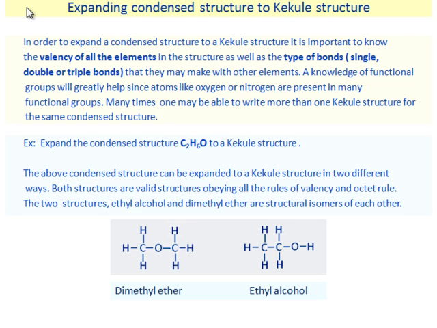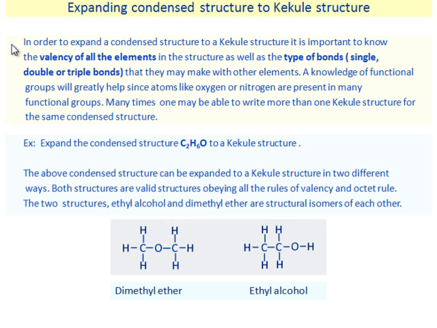Expanding condensed structure to Kekule structure. In order to expand a condensed structure to a Kekule structure, it is important to know the valency of all the elements in the structure, as well as the type of bonds, single, double or triple bonds, that they may make with other elements. A knowledge of functional groups will greatly help, since atoms like oxygen or nitrogen are present in many functional groups.